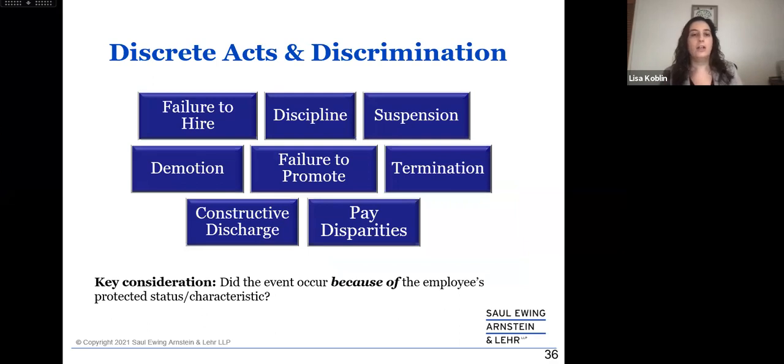Next slide. So usually this is in terms of discrimination, right? That bigger umbrella term. There's this concept of discrete acts or adverse employment actions. That's kind of legal jargon. But basically, if somebody, as I was saying earlier, is terminated, suspended, not promoted, not hired, a decision is made regarding their terms or conditions of employment because of that protected characteristic, that would be discrimination. So if somebody is not hired because they have a disability, even though the disability would not have impacted their ability to do the job, that could be discrimination.